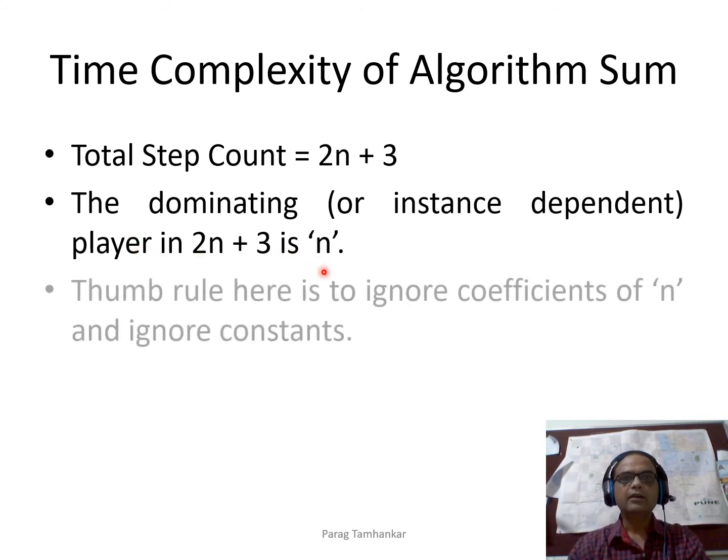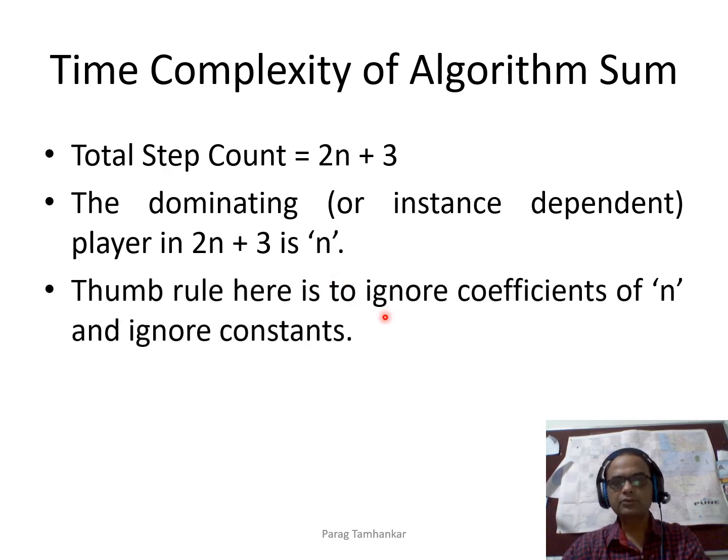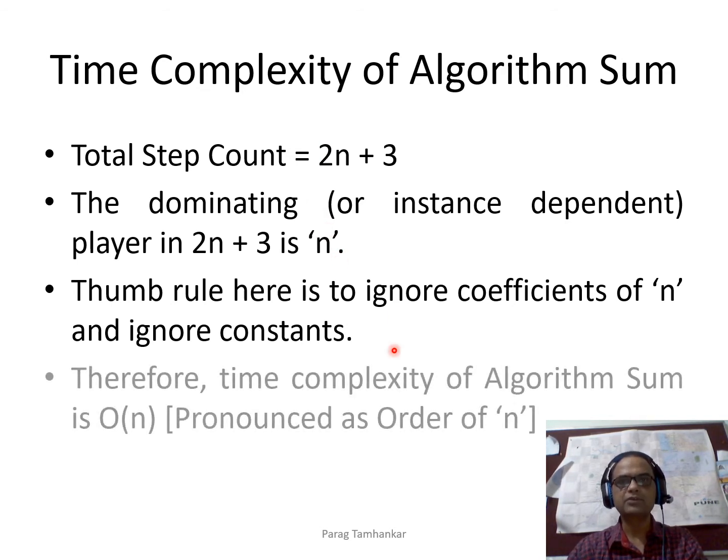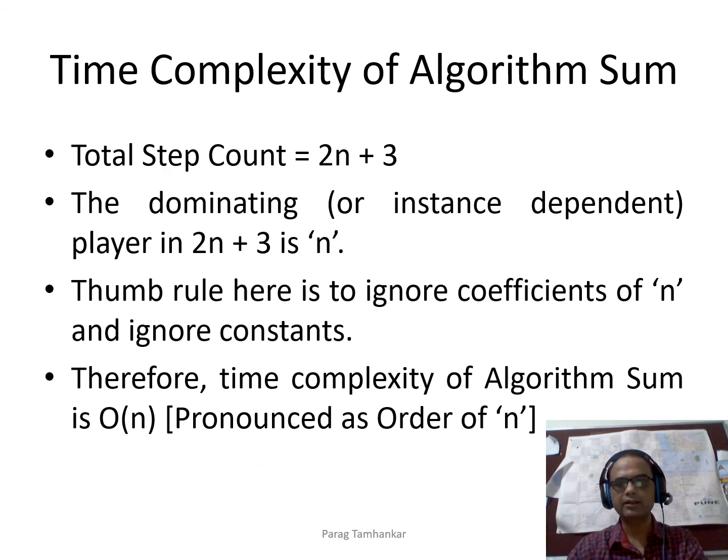The thumb rule is somewhat like this. You can simply ignore the coefficients of n and you can ignore the constant. So when you ignore the constant 3 and the coefficient of n, like 2, the time complexity happens to be order of n. The time complexity happens to be order of n.